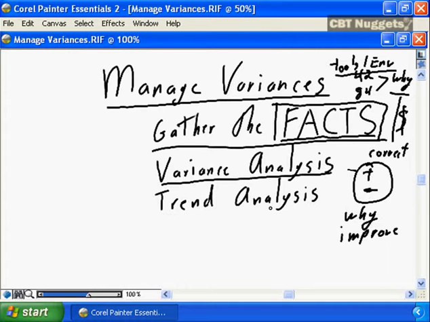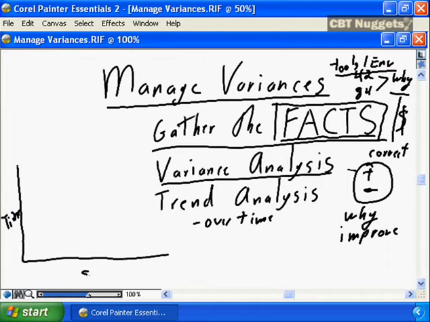Then we get into trend analysis. Trend analysis delivers this over time. If you can excuse my drawing capabilities, trend analysis is putting it on a graph. So we have time on one axis, and we have dollars on the other axis. And for the purpose of simplicity, I'm going to draw our project budget as a simple straight line.